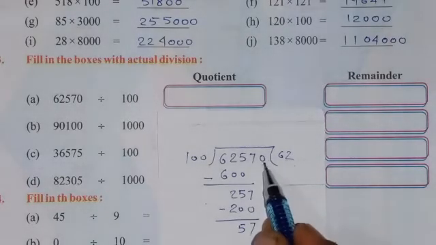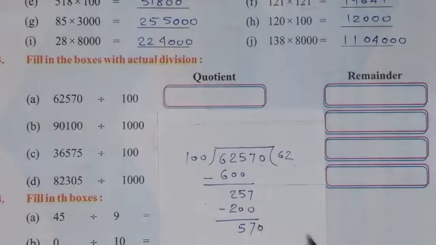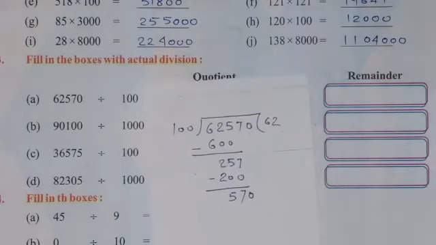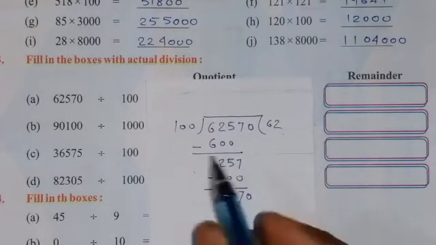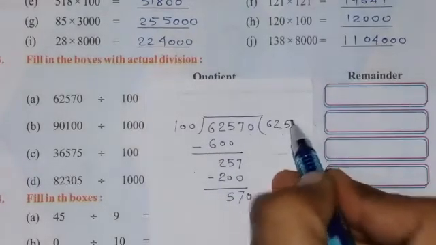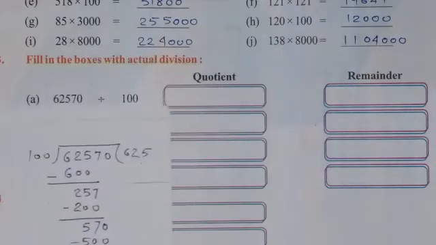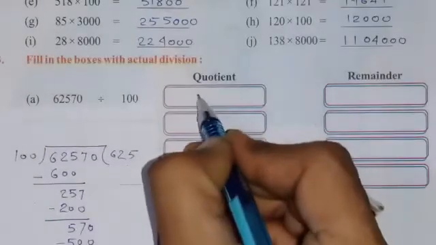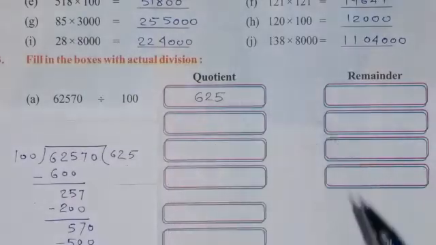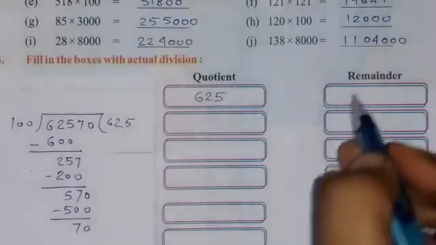Now you have to write the 0 here. Okay students, now again divide. You will see that on dividing by 100 it will divide 5 times and the number will be 500. So the last remainder is 70. So this is the quotient and this one is the remainder. We will write here, for the first question, the quotient is 625 and the remainder is 70.